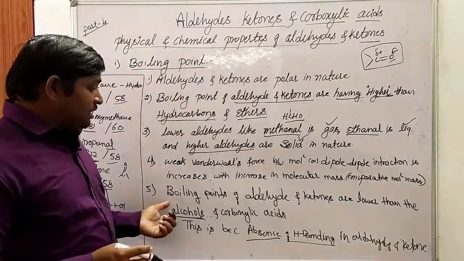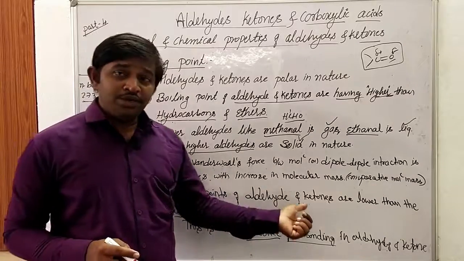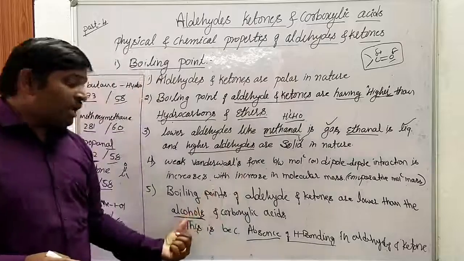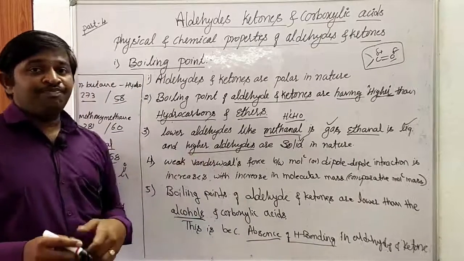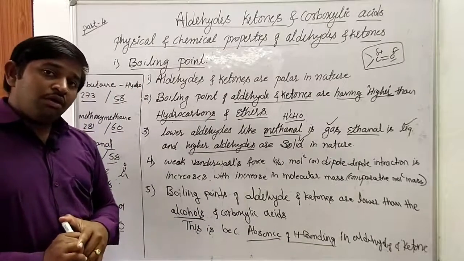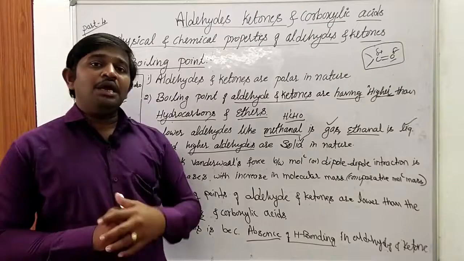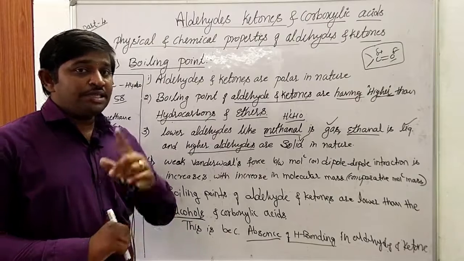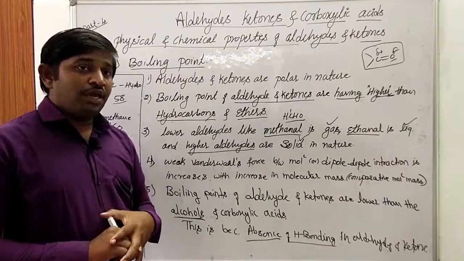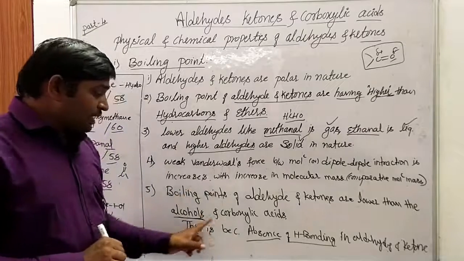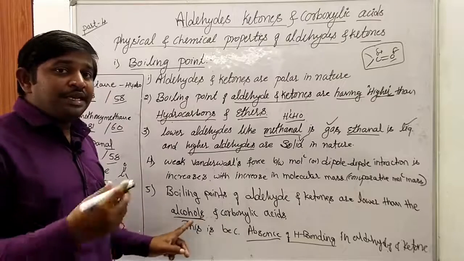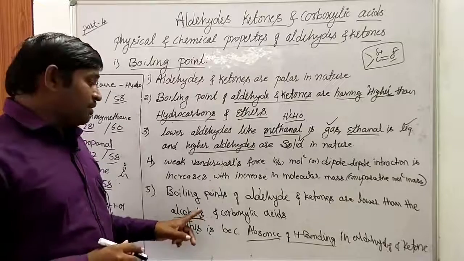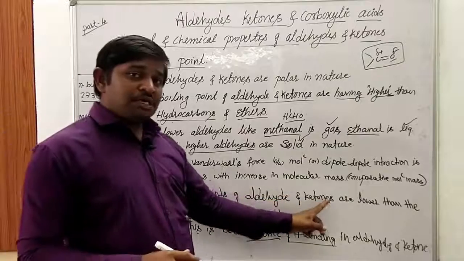The next point is that the boiling points of aldehydes and ketones are lower than that of alcohols and carboxylic acids. In alcohols and carboxylic acids we can observe hydrogen bonding, whereas in aldehydes and ketones there is no hydrogen bonding. So due to hydrogen bonding, alcohols and carboxylic acids have higher boiling points than the corresponding aldehydes and ketones.